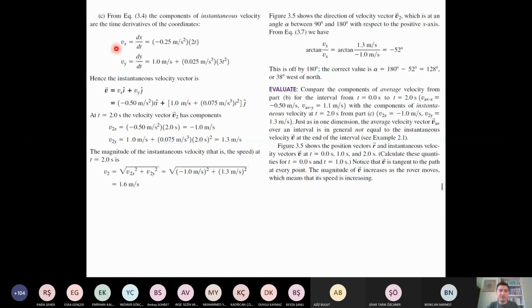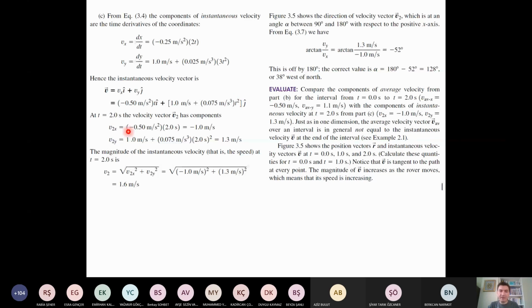If you take the time derivative of this x and y, you can calculate Vy and Vx. And if you put them here, you can calculate instantaneous velocity as a function of time, and this is the general expression for the instantaneous velocity. And for the time of 2 seconds, just put 2 seconds instead of t, and then you can calculate v2x.